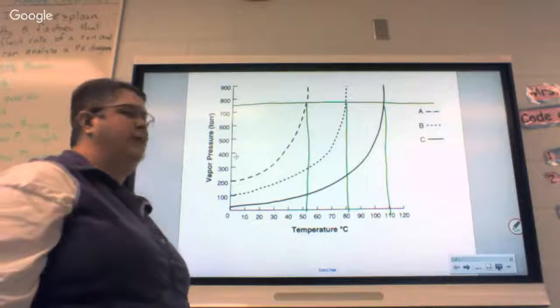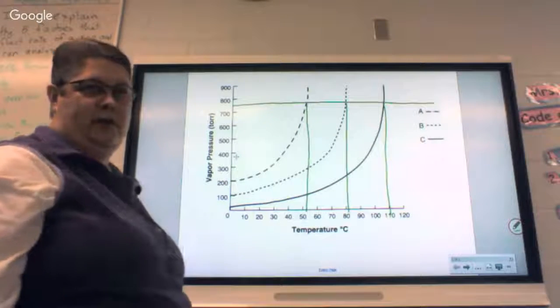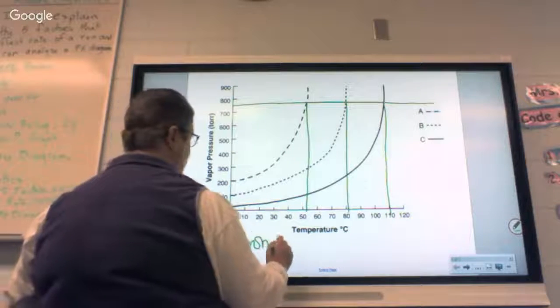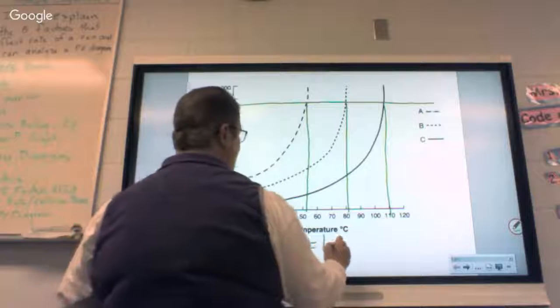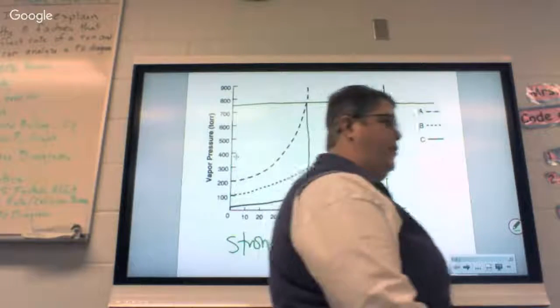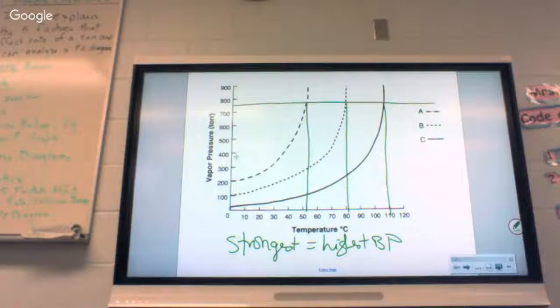Now, the last one, strongest intermolecular forces. Strongest intermolecular forces equals highest boiling point. So, who has the highest boiling point on this thing? C. I tell you to figure it out. Whoever has the highest boiling point has the strongest intermolecular forces.